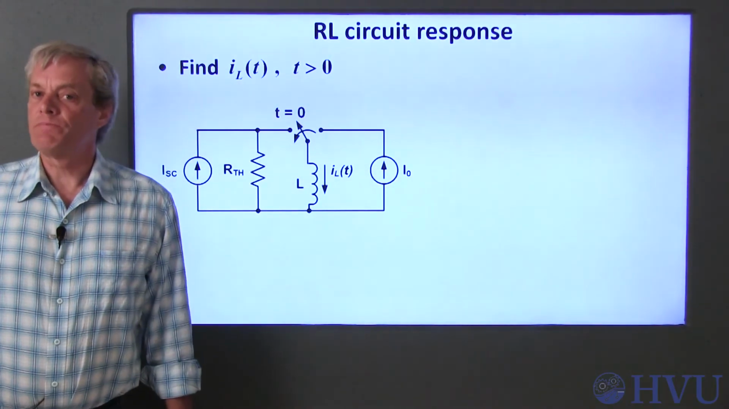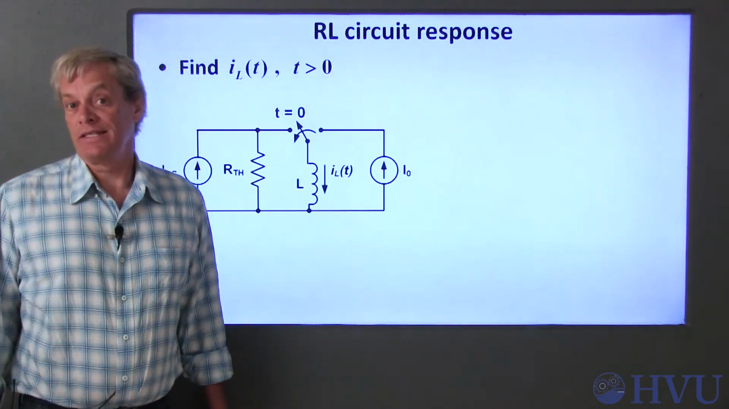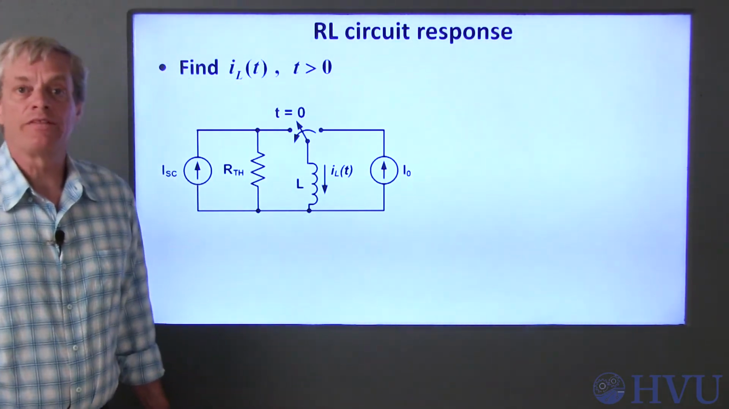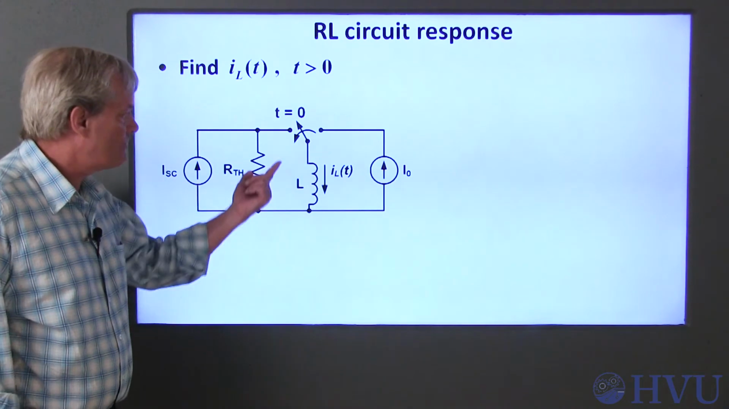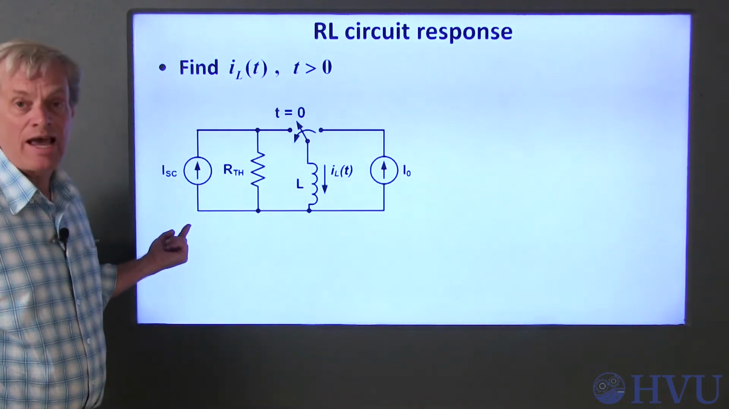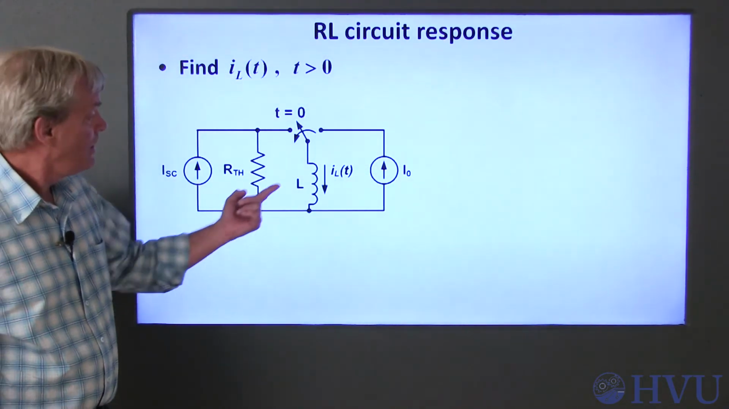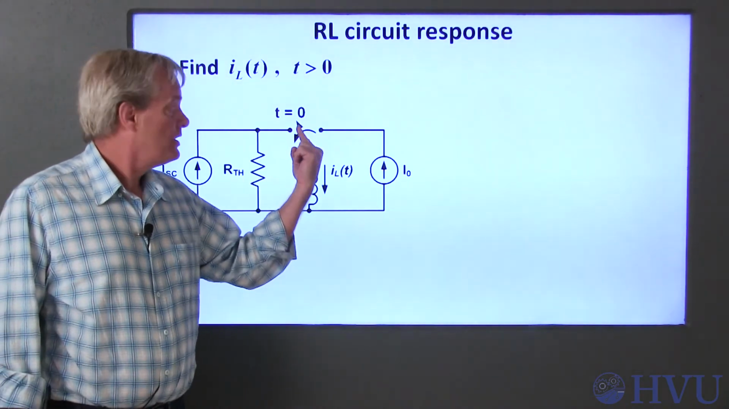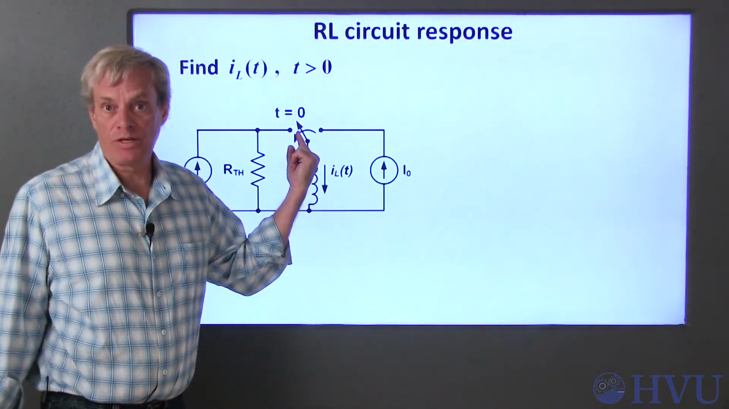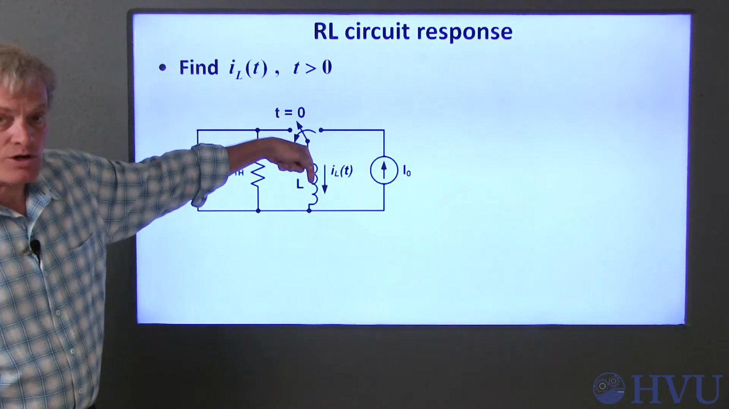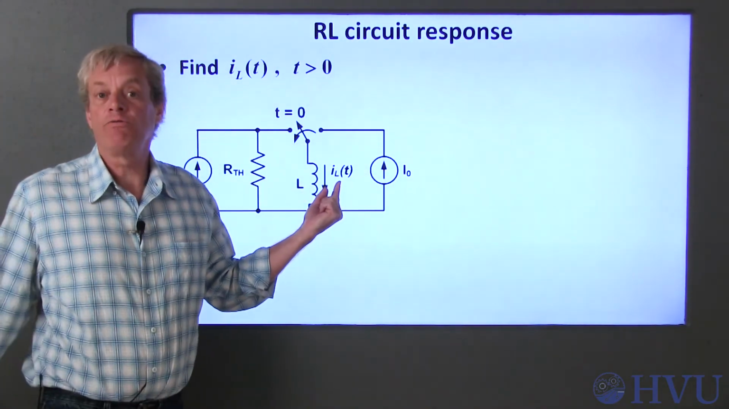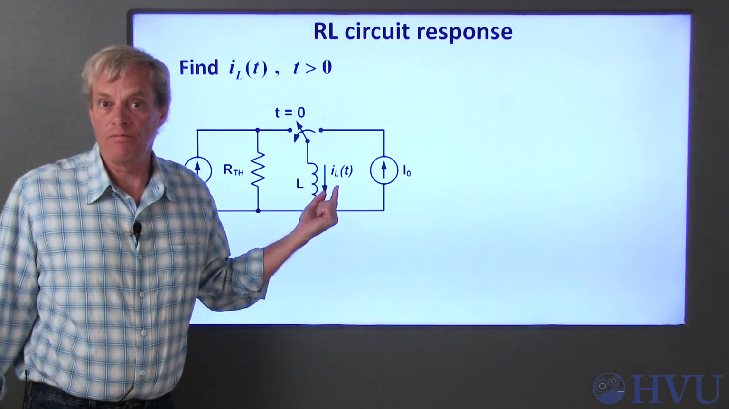Now let's determine the response of an RL circuit to a constant input. In this case, I'll represent the circuit connected to the inductor for time greater than 0 as its Norton equivalent circuit. The switch moves from this position to this position at time equal to 0. We want to find the inductor current as a function of time for all times greater than 0.